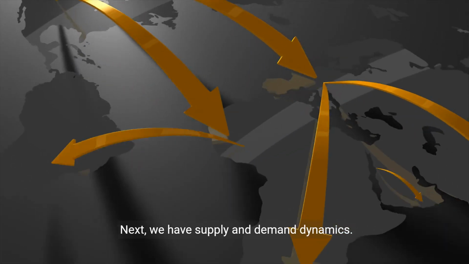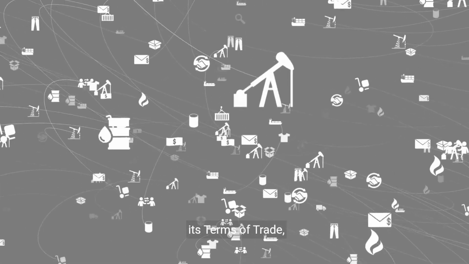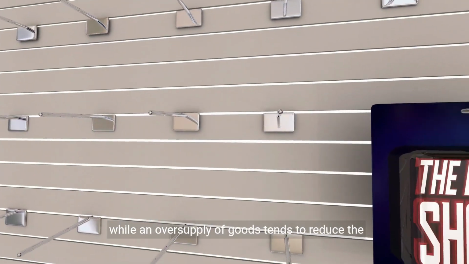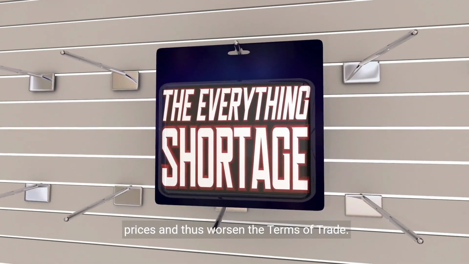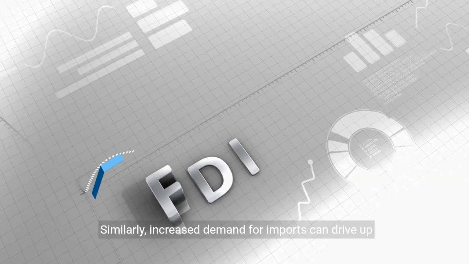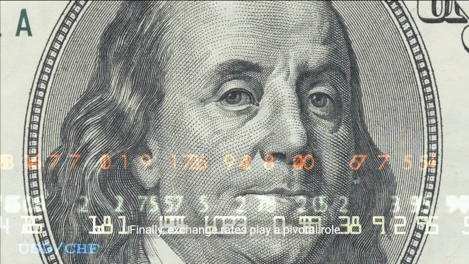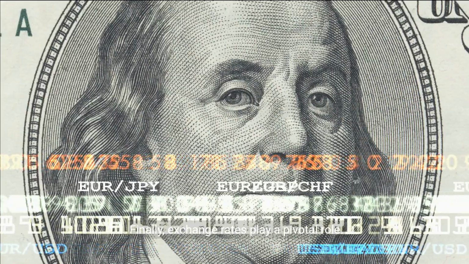Next, we have supply and demand dynamics. A higher demand for a country's exports enhances its terms of trade, while an oversupply of goods tends to reduce the prices and thus worsen the terms of trade. Similarly, increased demand for imports can drive up their prices, impacting the balance unfavorably. Finally, exchange rates play a pivotal role.